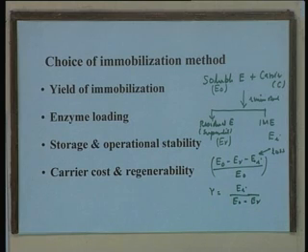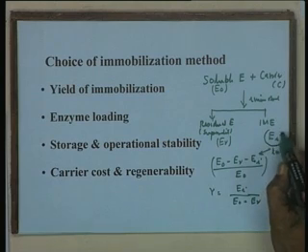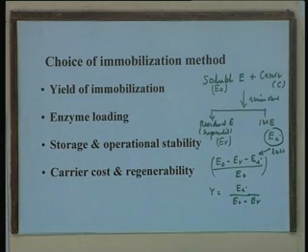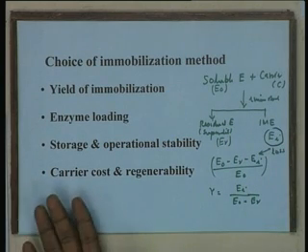So all the enzyme that is immobilized is active. Whatever enzyme is bound to the carrier is active. You see, when you talk of E I, that is the activity of immobilized enzyme, you are measuring in terms of the activity only. Yes, sir. So that means it is active.